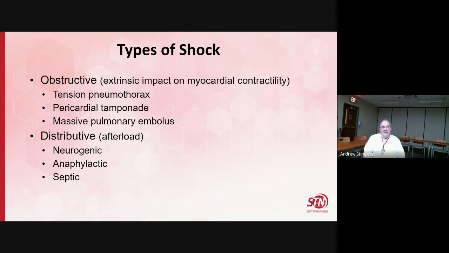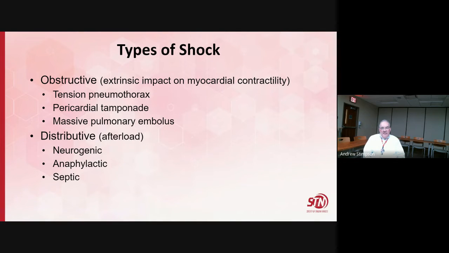Obstructive shock, think about this as an extrinsic impact on myocardial contractility. 3 big ones there are the tension pneumothorax, pericardial tamponade, and massive pulmonary embolus. So in the trauma setting, we see tension pneumothorax and pericardial tamponade. One of the things we quickly do when we assess a patient is make sure that the trachea is midline, because if it's deviated, we want to listen to the lungs quickly and identify if there's a tension pneumothorax.